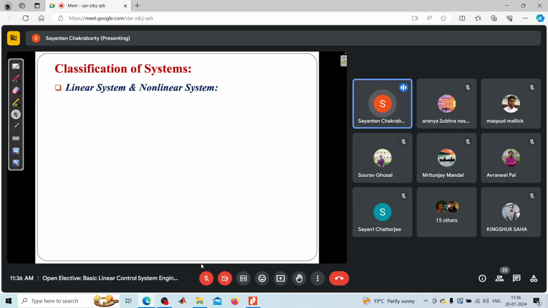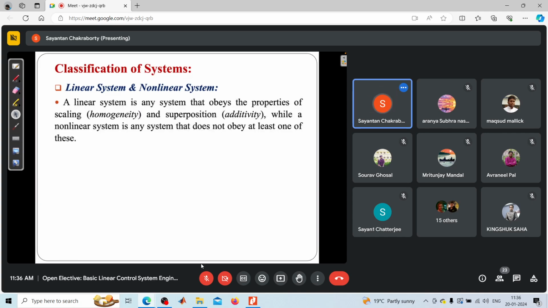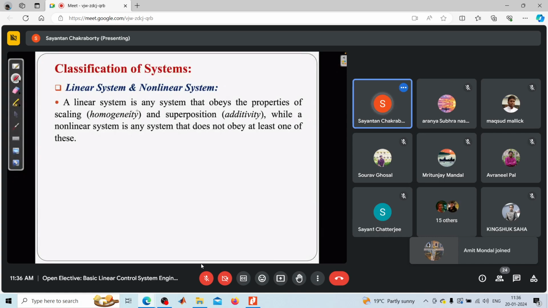Now the next classification, linear and nonlinear system. I think this is the most trivial of the classifications. A linear system is one which obeys the properties of scaling and superposition, and a nonlinear system is a system which doesn't obey at least one of them or both.